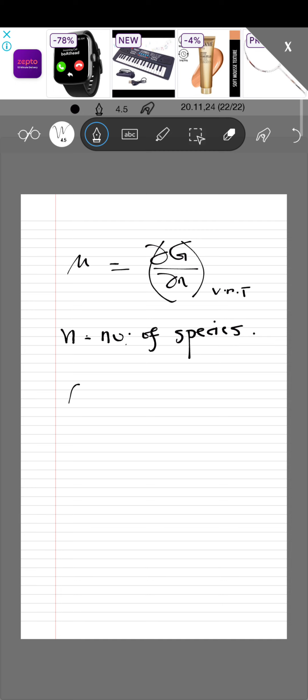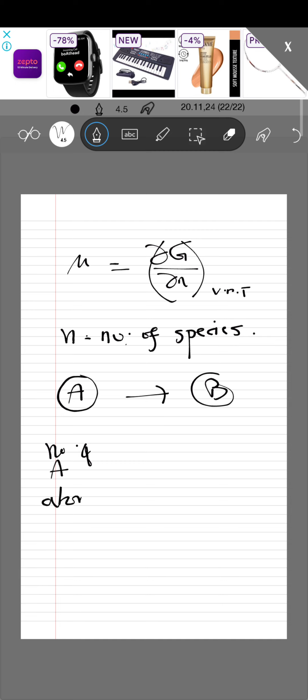And in the case where there is a solute A getting dissolved in the solvent P, the mu A will depend upon the number of A atoms available, and we'll call it as mu A.